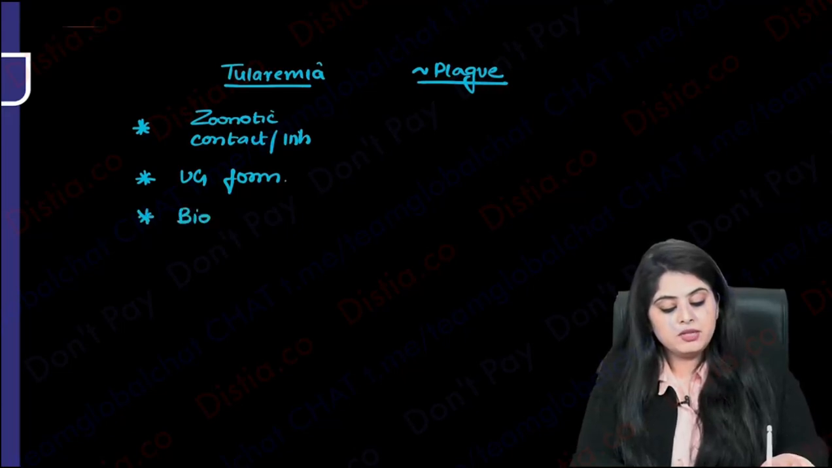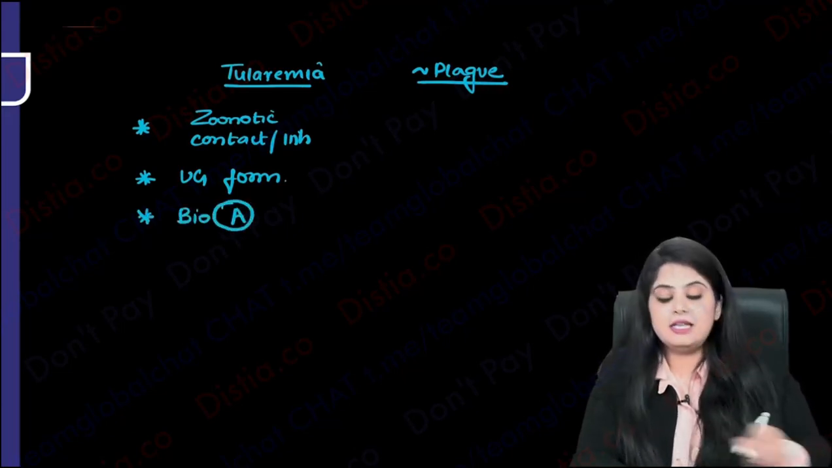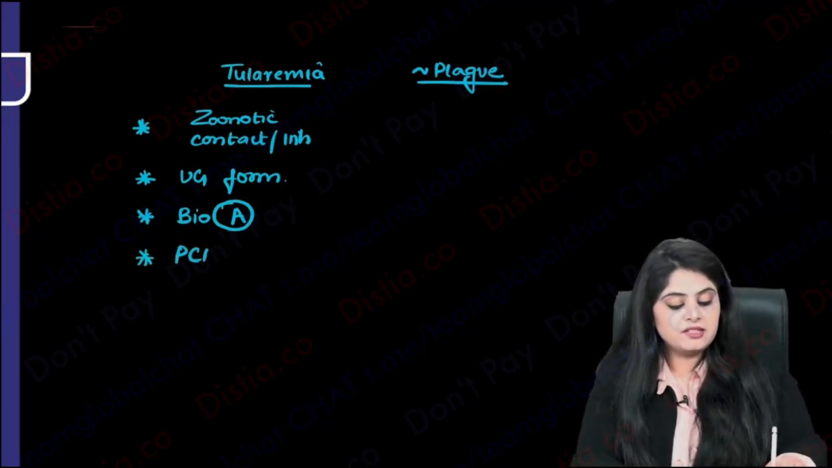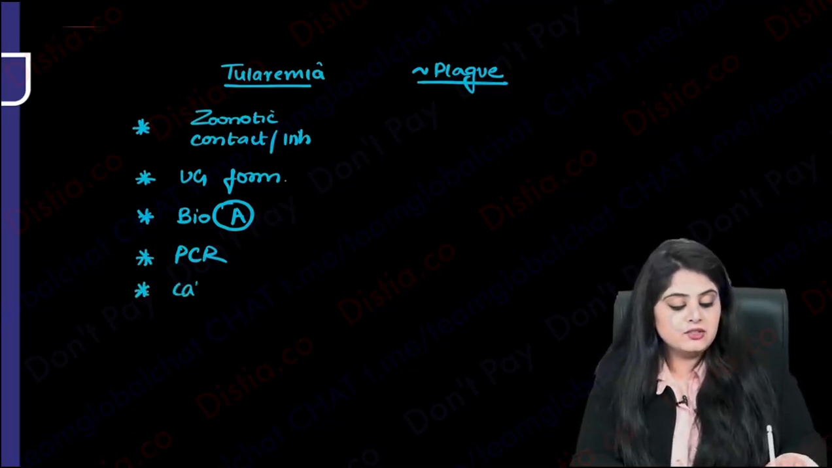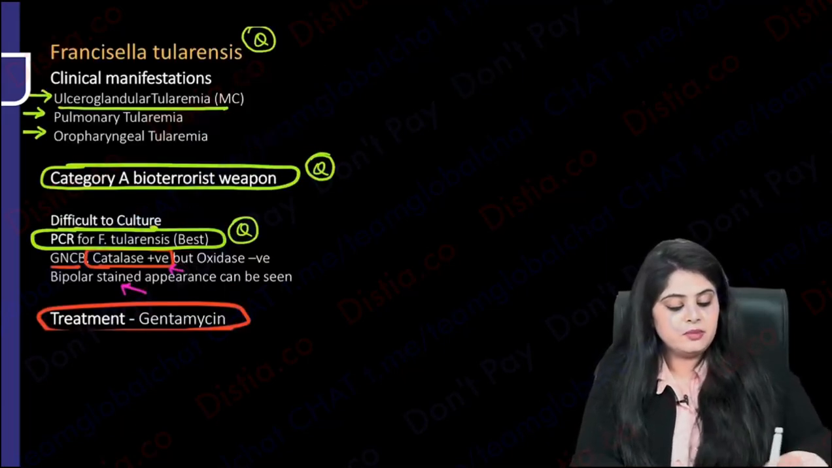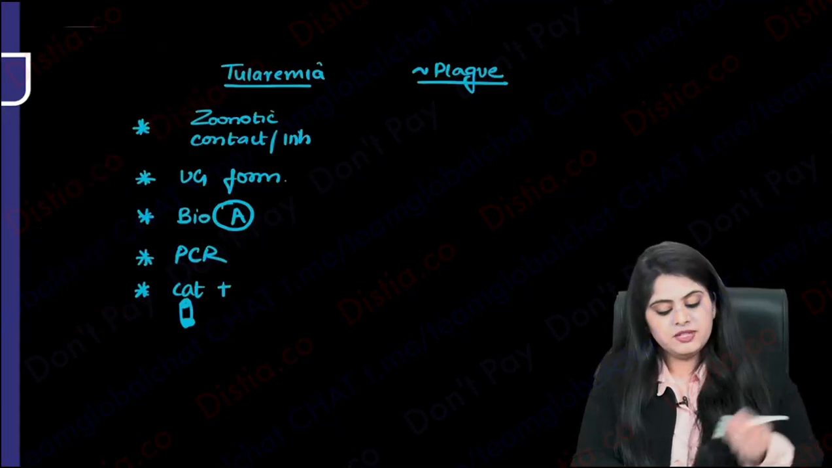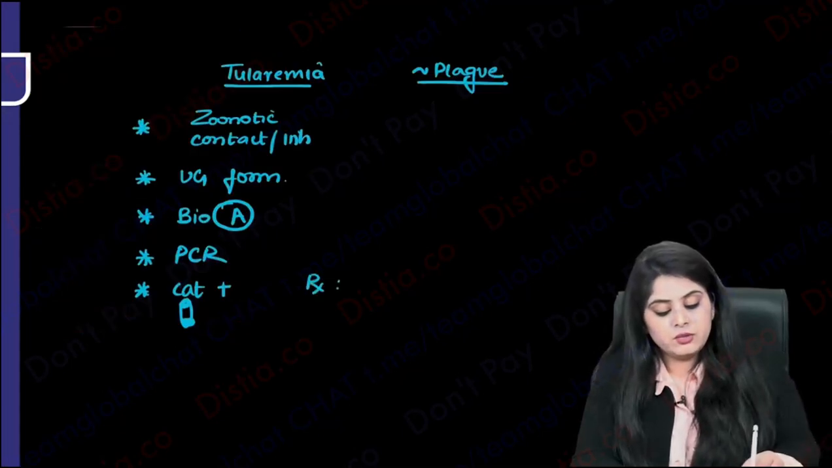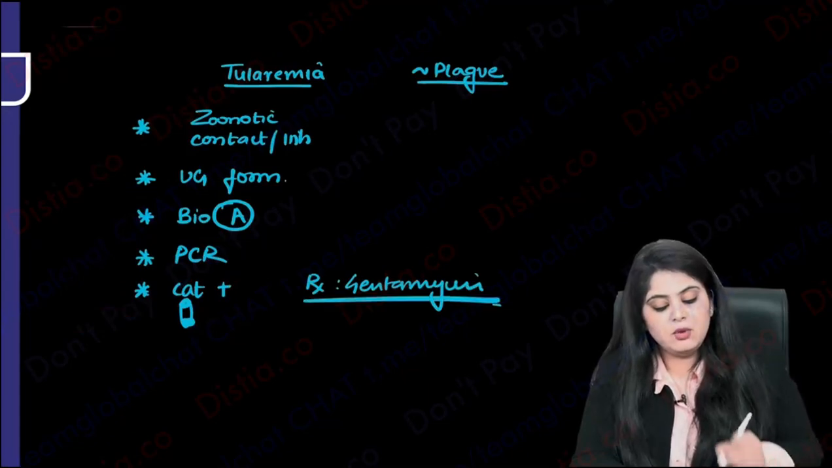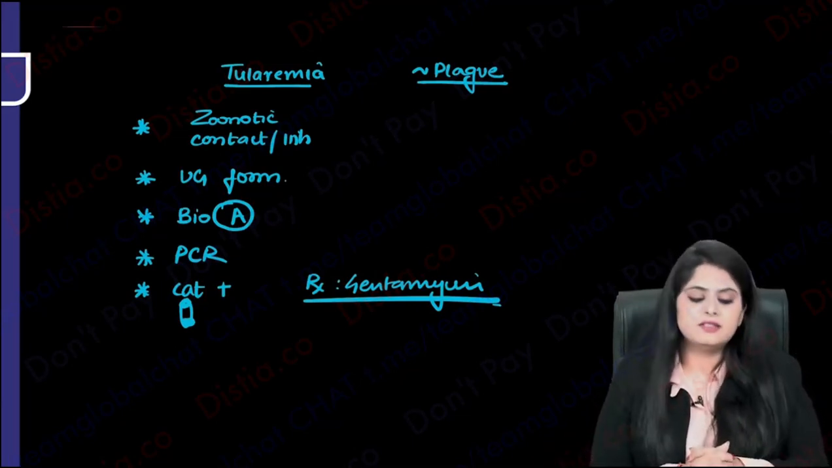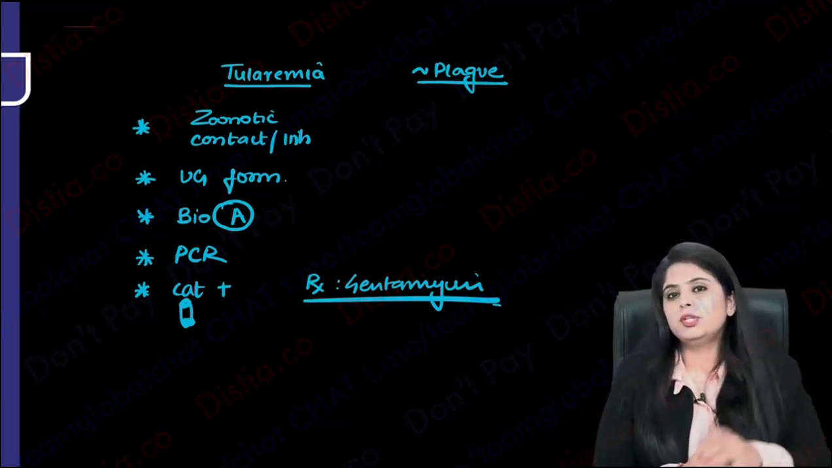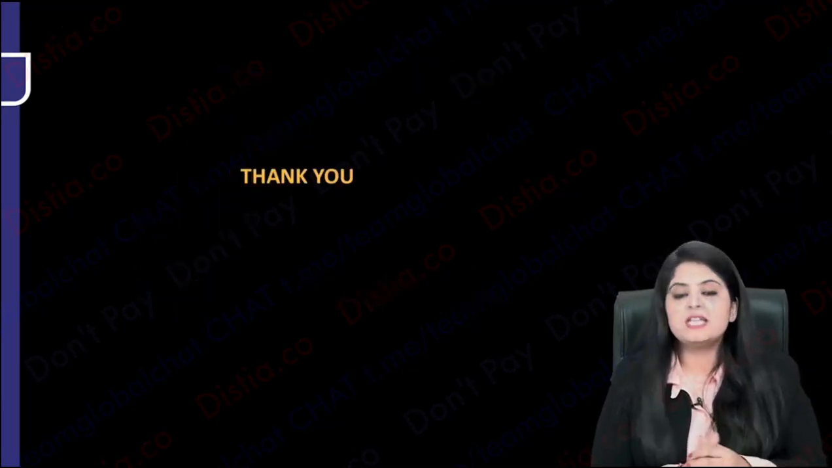If you talk about bioterrorism agent, yes, it is a category A bioterrorism agent. The best test that we have is polymerase chain reaction. The rare things known are that it is catalase positive and it can show the safety pin appearance, and the treatment is going to be, if you want to write it, gentamicin. I'm not giving you any mnemonic for this because this is the last bacteria, and I believe that with these short 5-6 bullet points you can definitely learn this.